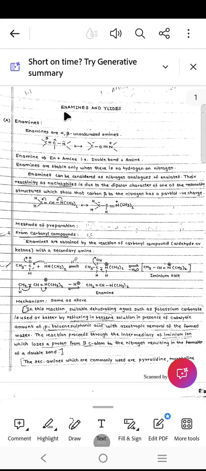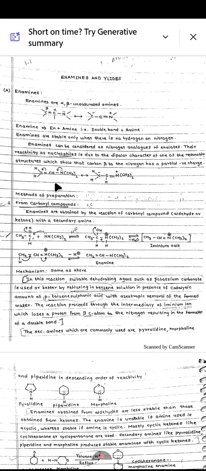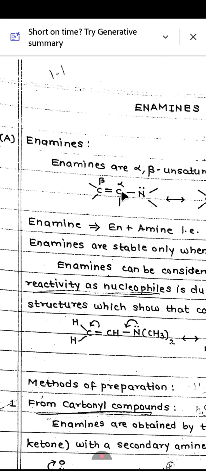So hello students, today we are going to see the unit that is enamine and ylides. If you see, the enamines are alpha beta unsaturated amines. Okay, so here you can see a carbon double bond and a nitrogen.